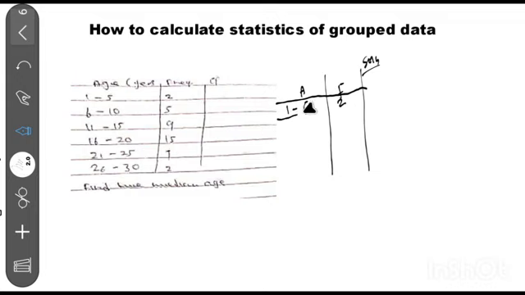So let me go to the next one now. And this next one we have 6 to 10, and the frequency of 6 to 10 is 5.